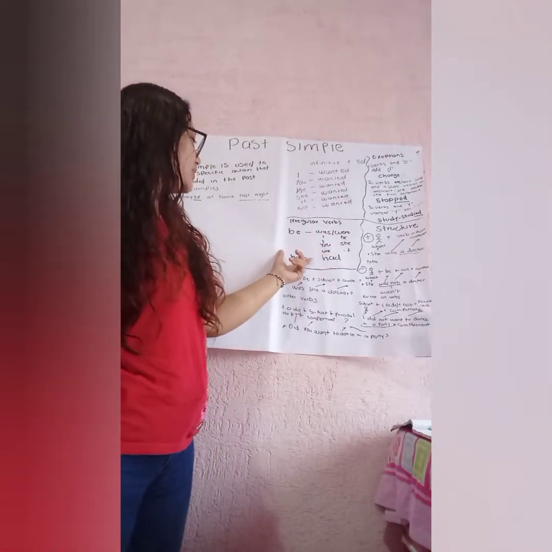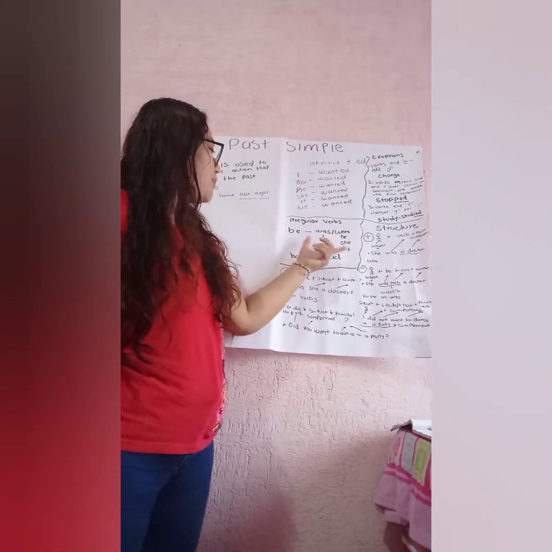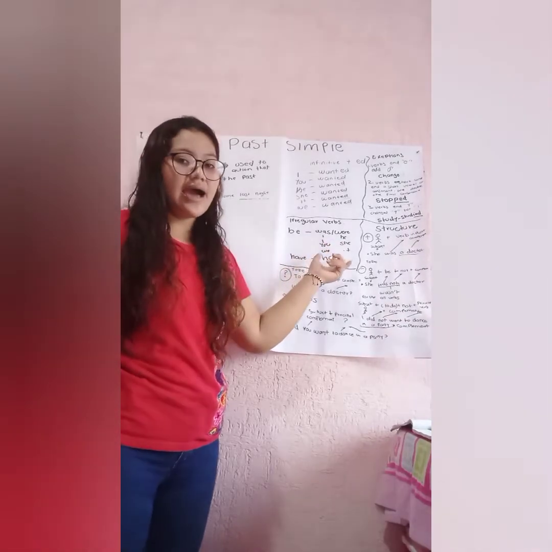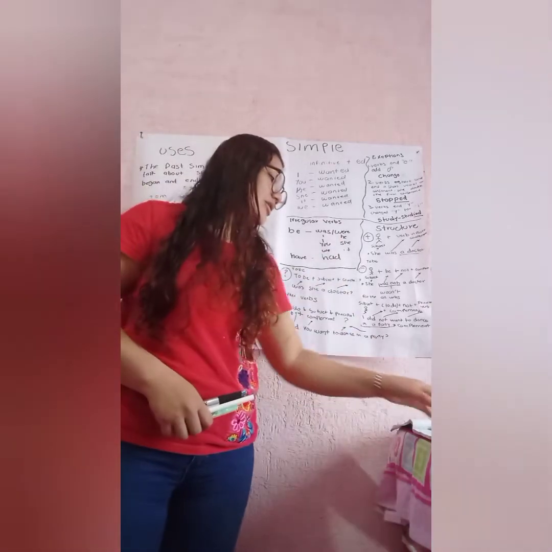And another example is the verb have. The verb have in the past simple is had. Okay? There are many irregular verbs, okay?